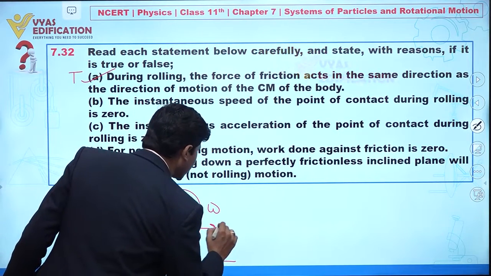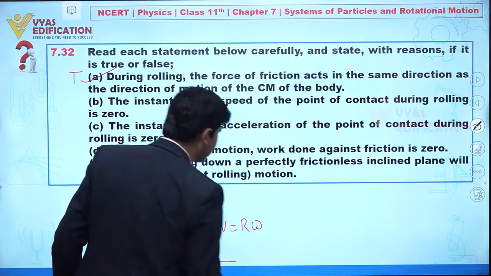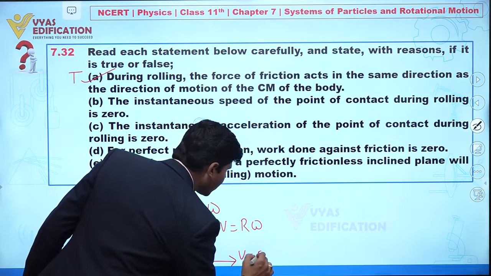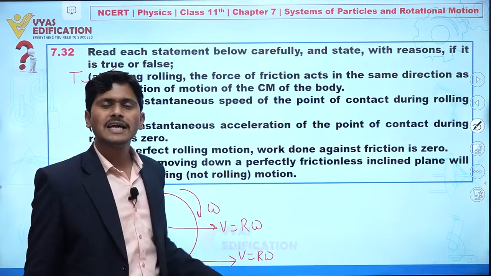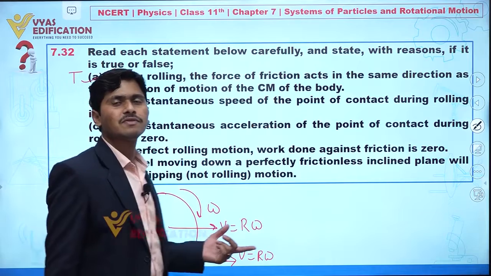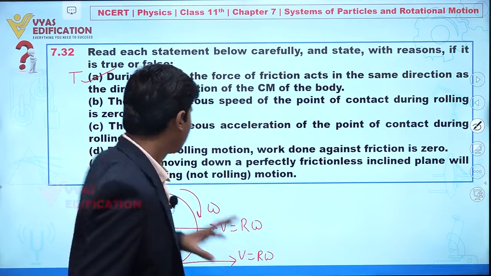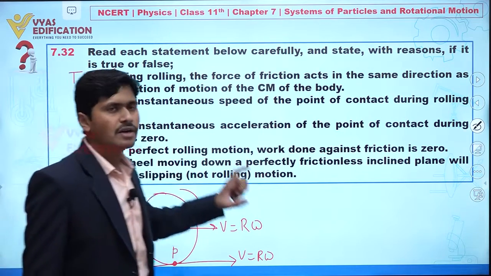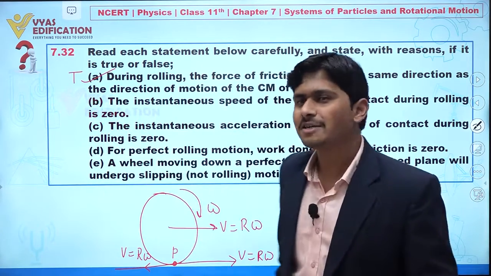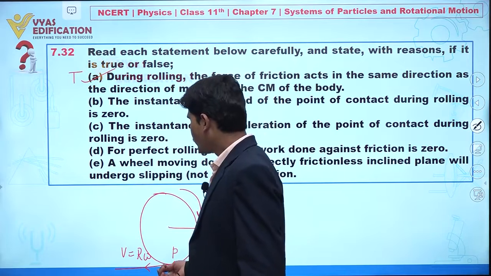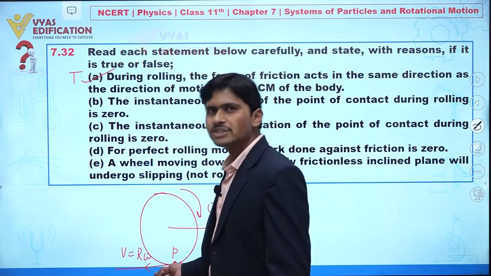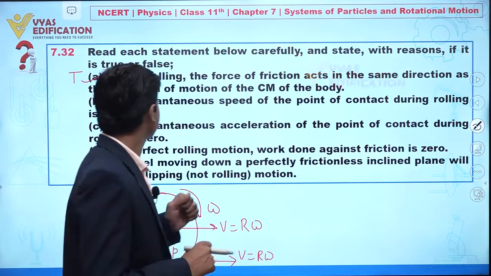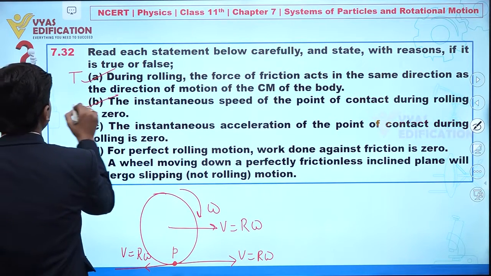Because let's suppose the center of mass velocity increases up to R omega. Clear? So at that time we can say V equal to R omega and V equal to R omega. We can say at the point of contact V equal to R omega. So what I just want to say is, whenever we are discussing pure rolling condition, at point P this velocity V should be equal to R omega. This is the condition of pure rolling. Clear to you? Yes.